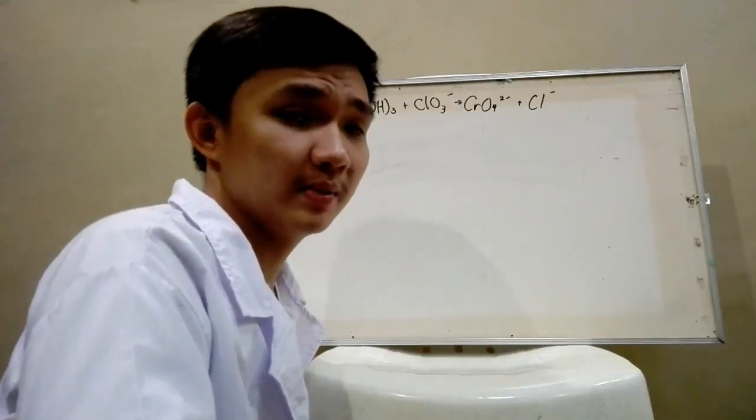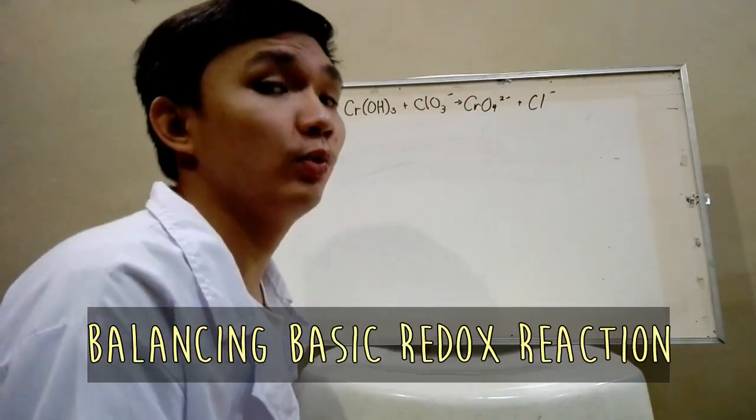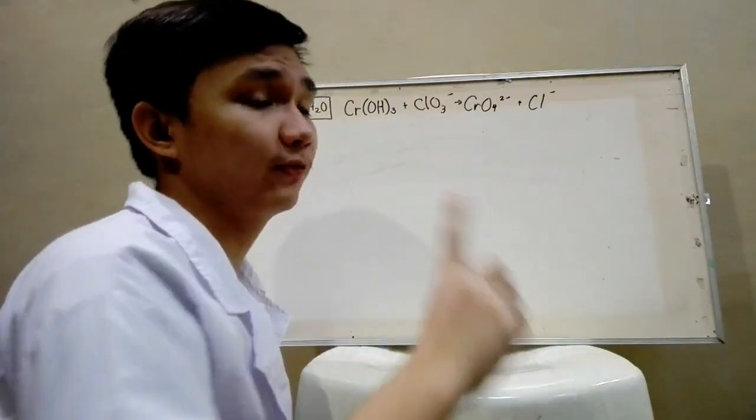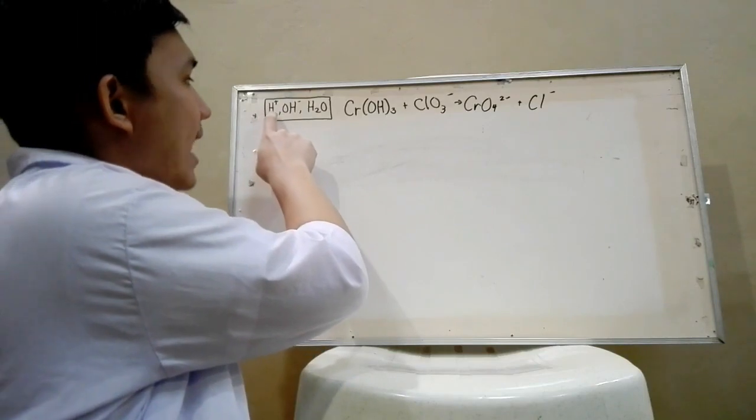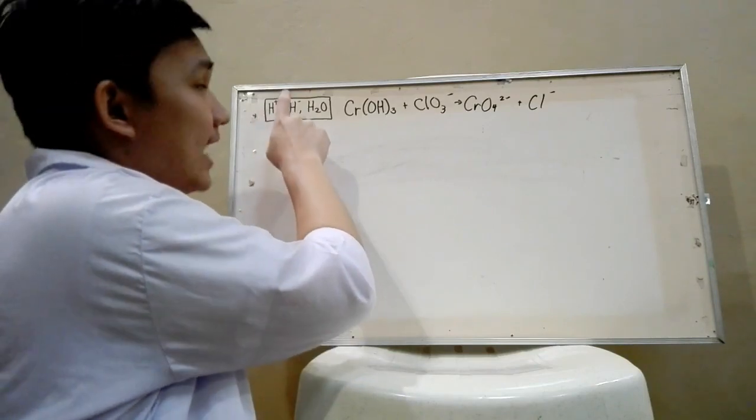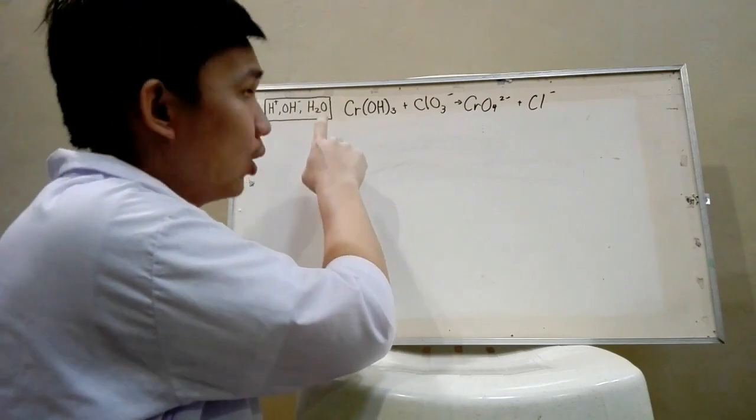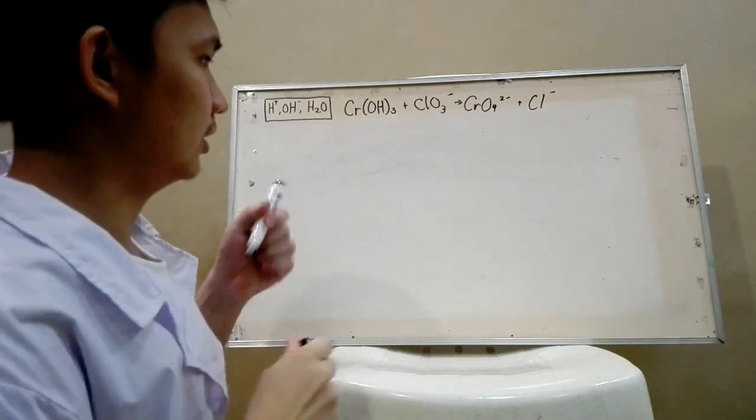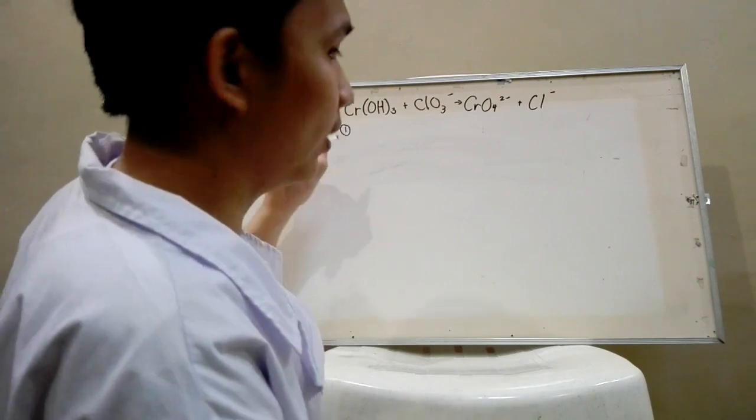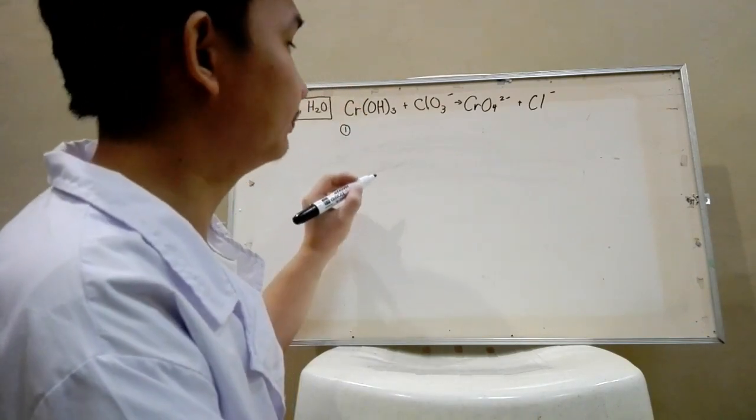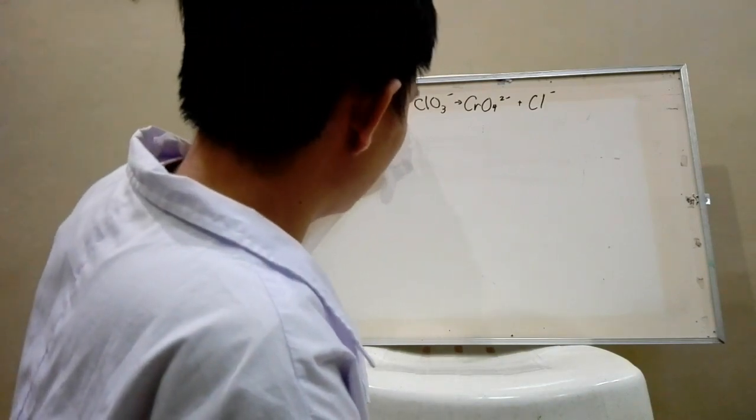Our first problem is about balancing a basic redox reaction wherein we have this problem. But first, let me give you a note. Hydrogen atom has positive charge and hydroxide has negative charge, while water or H2O has a neutral charge. So first, in this equation, chemical equation, we have to find the first half reaction. So I'm going to write now.